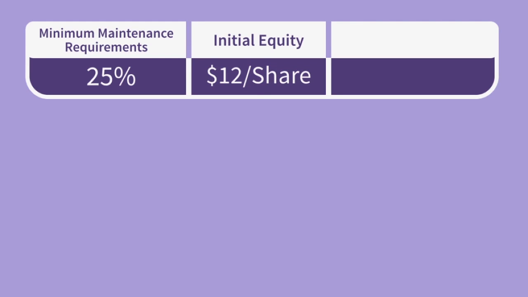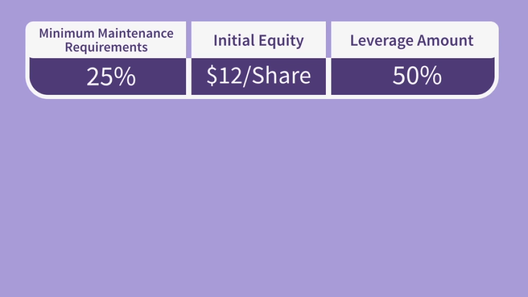Suppose a broker has instituted a minimum maintenance of 25%, and a trader buys stock ABC on margin. Stock ABC trades at $24 per share, and the trader puts up $12 in equity per share and borrows the rest. In this case, the trader has margined 50% of the purchase. At what price would the trader receive a margin call?